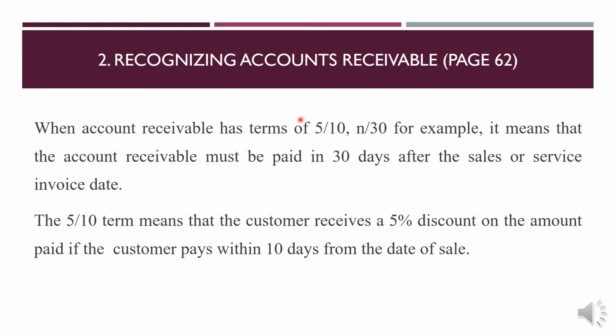This term means that N30 is the maximum number of days the accounts receivable must be paid. So the accounts receivable must be paid in 30 days after the sales or service invoice date. This is the maximum days. However, if the customer pays the accounts receivable within 10 days from the date of sale, he will get a 5% discount. This is an example. The numbers can be changed as we will see in the coming examples.